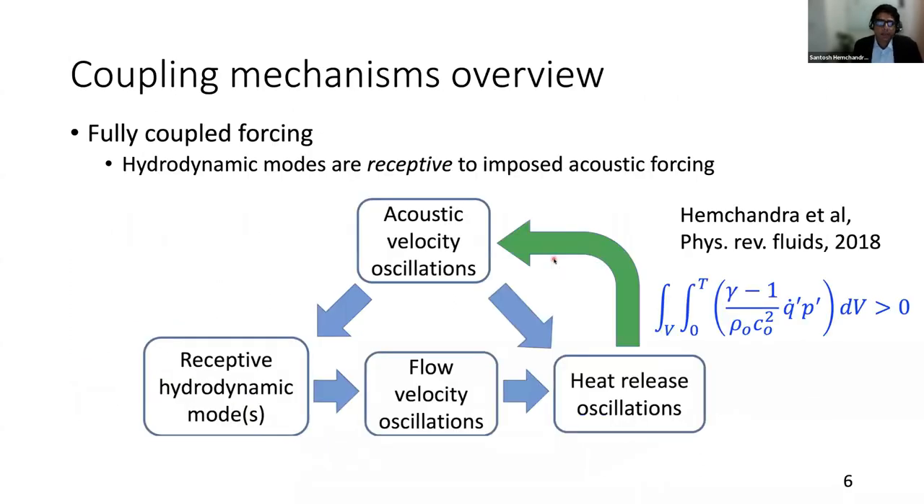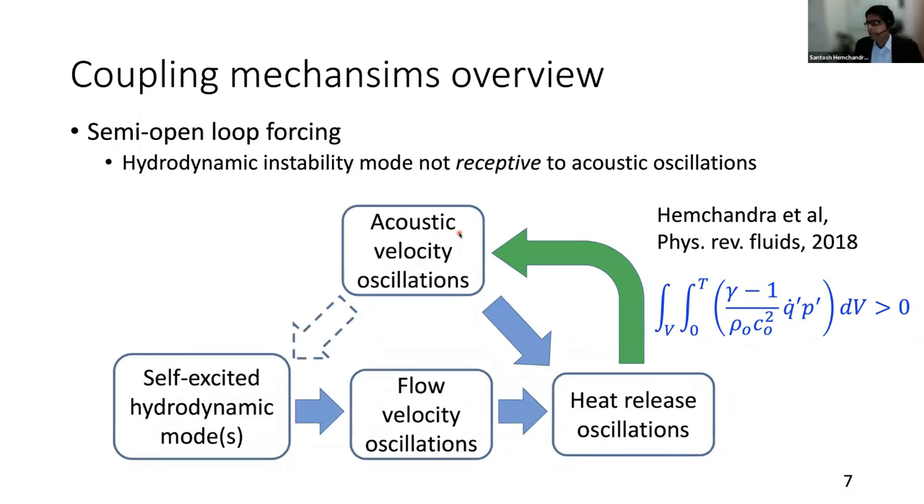Now if we dig a little deeper, how do acoustic oscillations and hydrodynamic instabilities interact? We can have this first scenario, which I call fully coupled forcing. You can have hydrodynamic modes which are receptive to acoustic forcing. Which means when forced, the shear layer rolls up or some other feature comes up in the flow and you get flow velocity oscillations. And that interacts with the flame, giving you heat release oscillations. And assuming that the heat release oscillation so produced is favorably disposed relative to the acoustic pressure field, you can get a feedback loop between the acoustic and the hydrodynamic modes, and the whole thing can then sustain heat release and pressure oscillations.